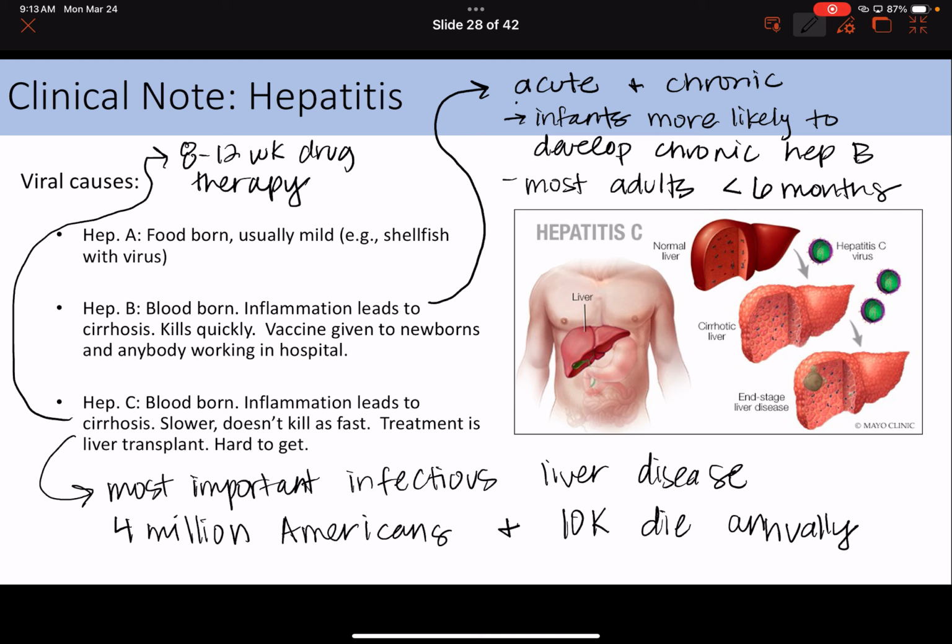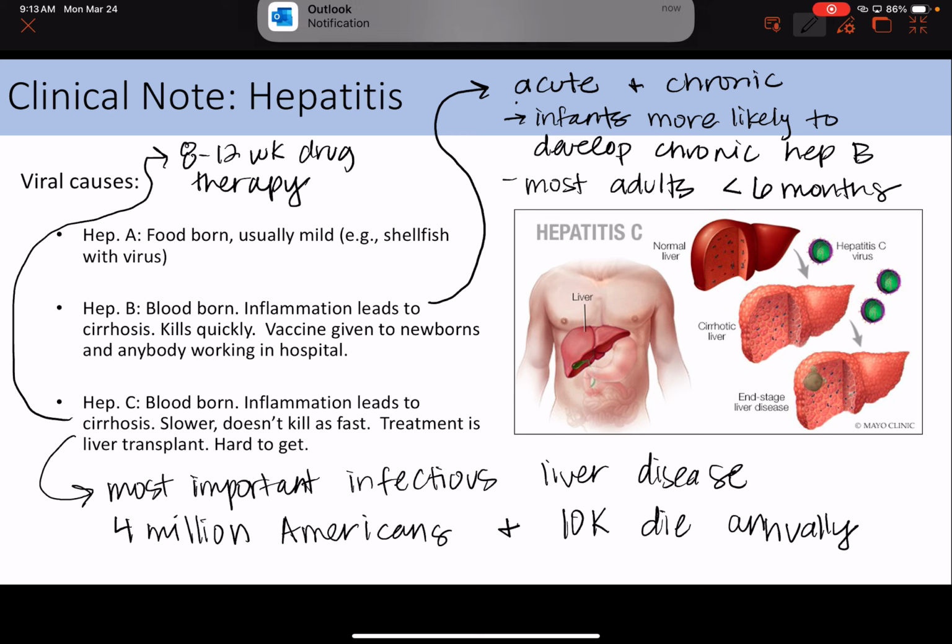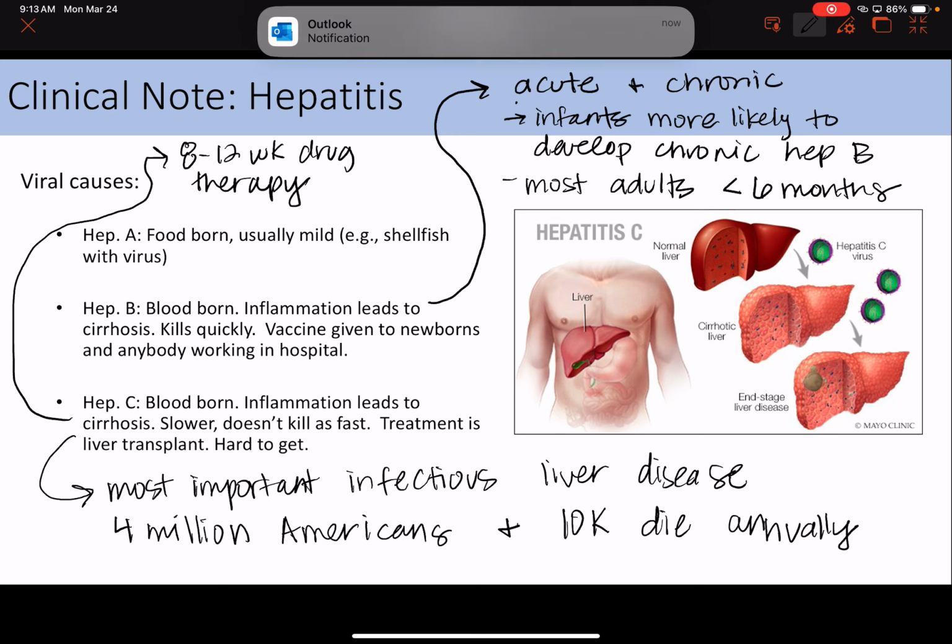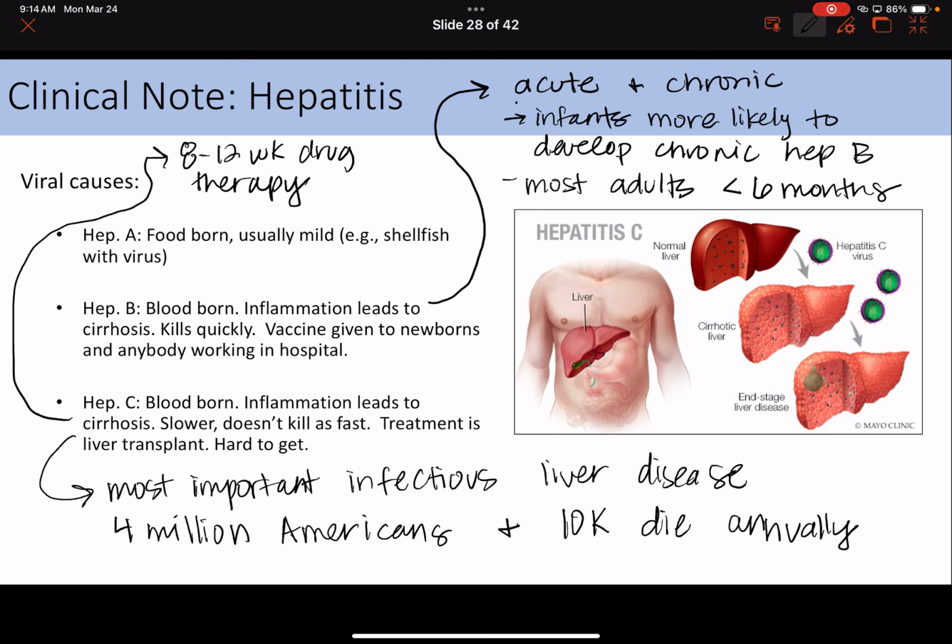I want you to guess around how much this 8 to 12 week therapy is for hepatitis C. If you're using name brand medication, it can range anywhere from $40,000 to $90,000 without insurance for this 8 to 12 week therapy. The lowest you can get it using a generic brand is about $20,000. So very, very expensive for this life-saving therapy. It doesn't need to be that expensive, but it is that expensive because it can be.